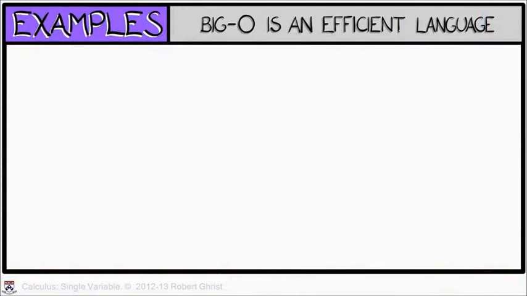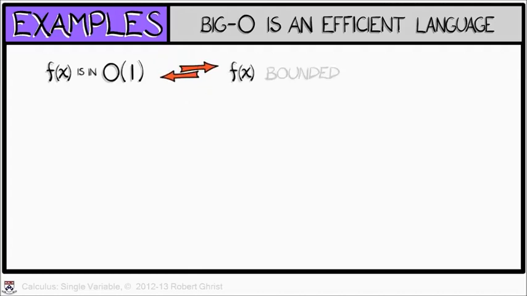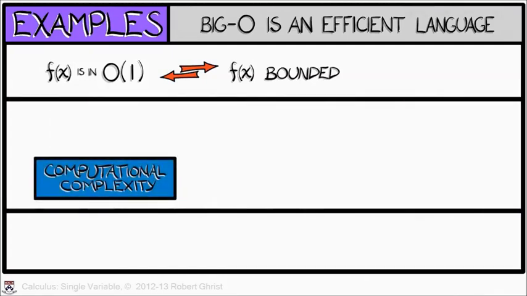One of the reasons big O is so useful is that it forms an efficient language. For example, f is in big O of 1 means the same thing as saying that f is bounded in the limit as x is going to 0 or infinity or whatever. There are other applications as well, real applications. For example, in computer science, one is often interested in specifying how much effort it takes to execute a certain algorithm. This is the subject of computational complexity.